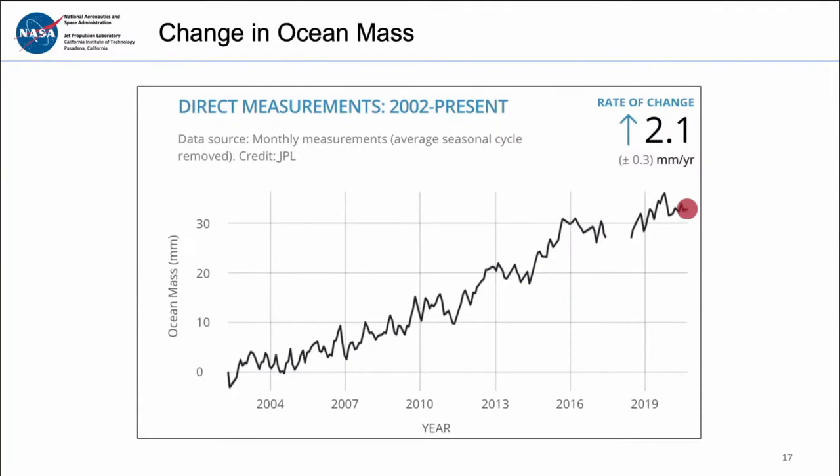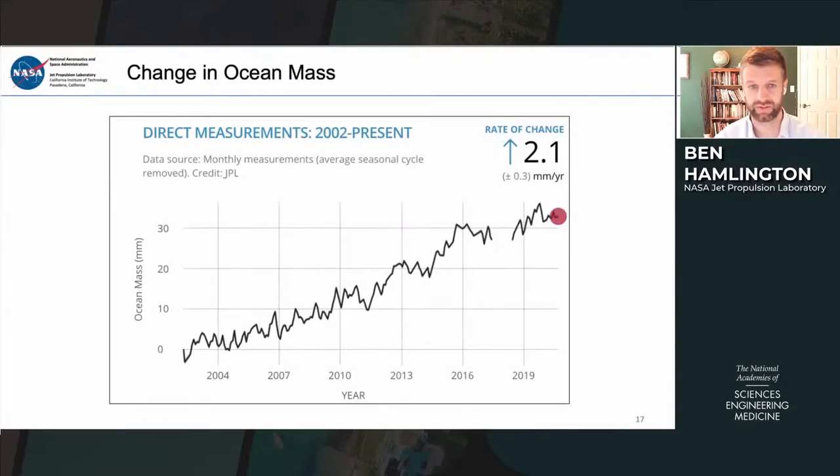Based on this, we can then assess exactly how much ocean mass is changing. So instead of looking at how much mass is being lost on the ice sheets, I'm now looking at the kind of inverse of that. I'm looking at how much mass is being gained in the ocean. So this is the change in ocean mass during the GRACE time period from GRACE and GRACE follow-on. You can see the rate of change from 2002 to present is about 2.1 millimeters per year.